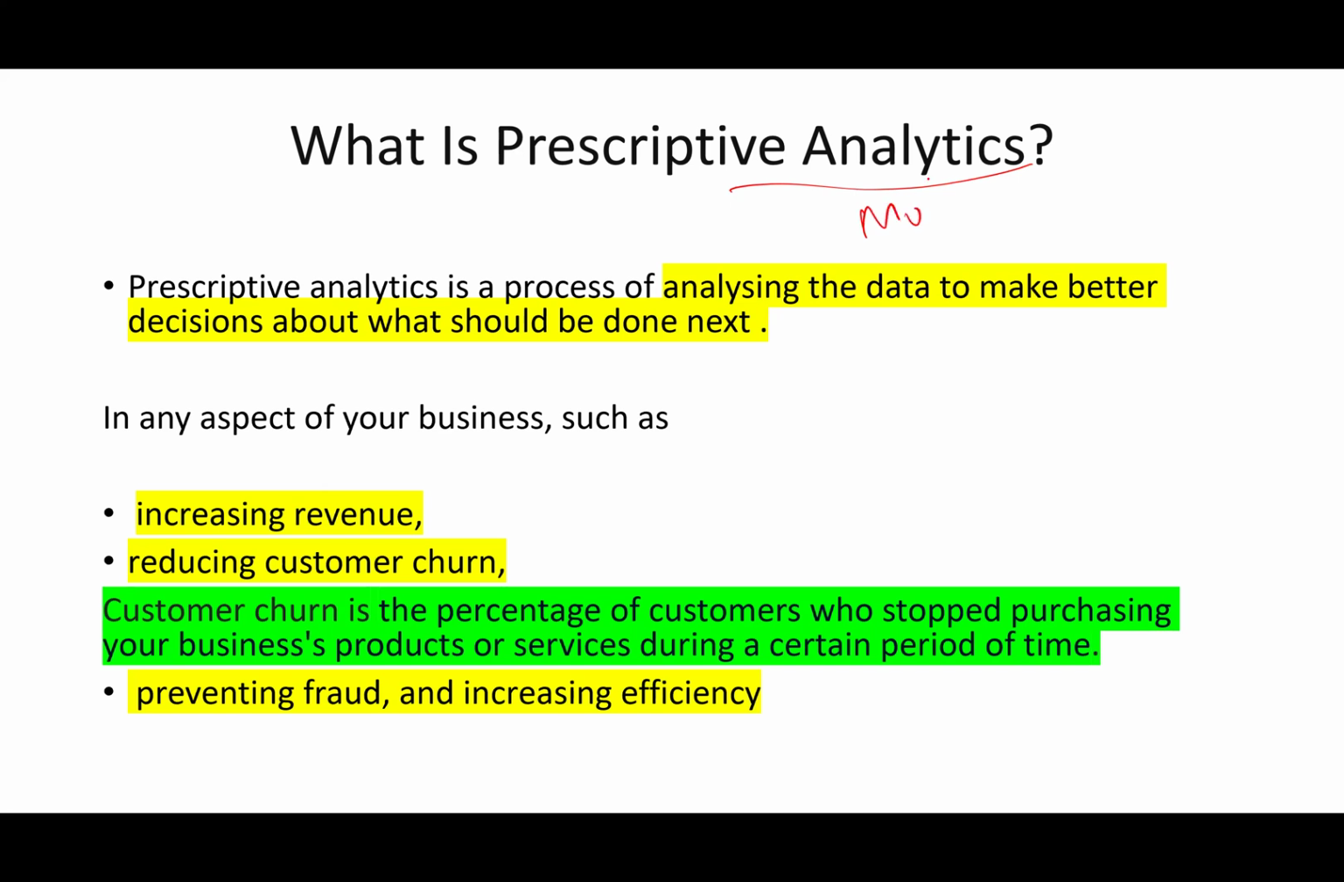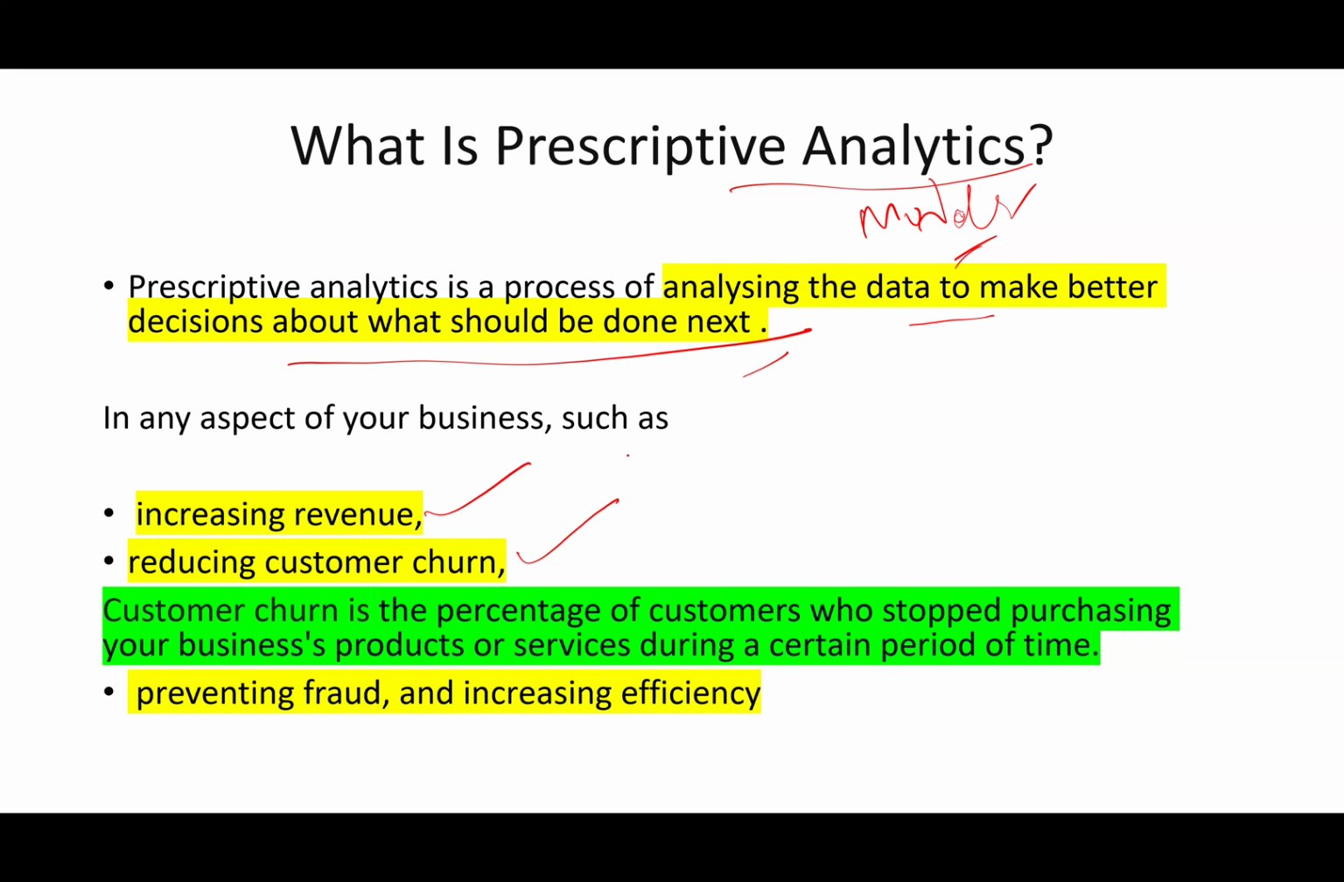We call them models. What are these models? Actually, prescriptive models are machines. As I told you yesterday, a machine learns things with the help of certain training algorithms, so these are nothing but machine learning models. Prescriptive models are developed from predictive models, which help in analyzing the data to make better decisions about what we should do next, in order to improve our business revenue or reduce the customer churn.